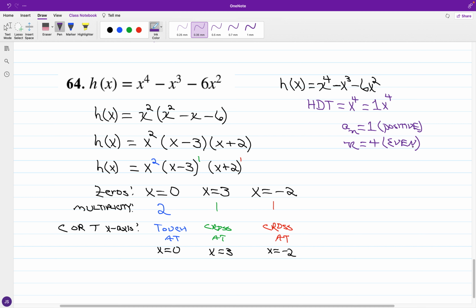So you have an even value, and whenever the degree of the function is even and the highest order term is positive, that means that for the end behavior, you have moving up on both ends.